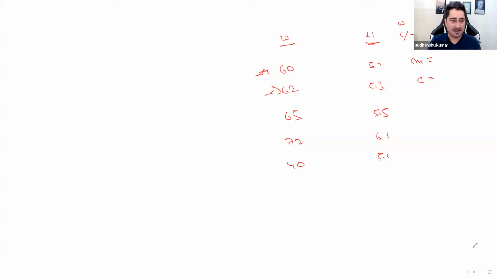Okay, Deep is saying 10 and 9. Is this correct? So anyone who can confirm? 10, 9. Is it correct? M 10, C 9. Yes or no? Okay, M is equal to 10 and C is equal to 9. Fine. We are able to get it.